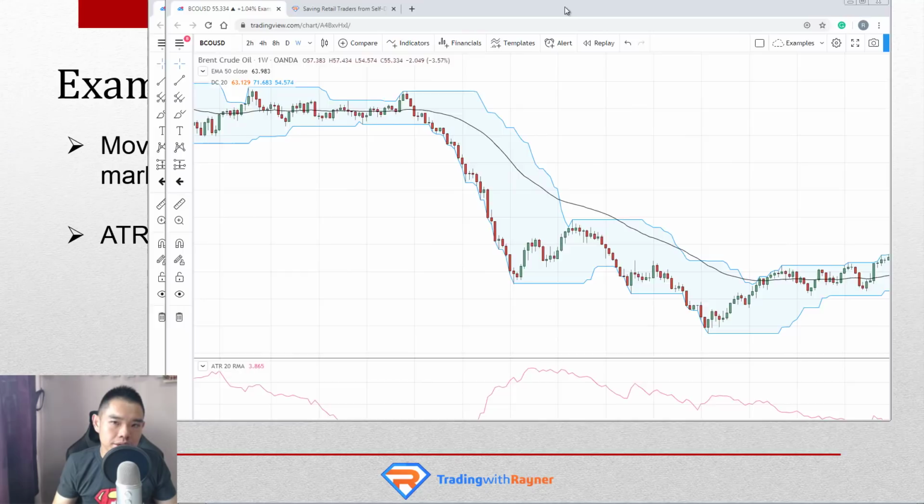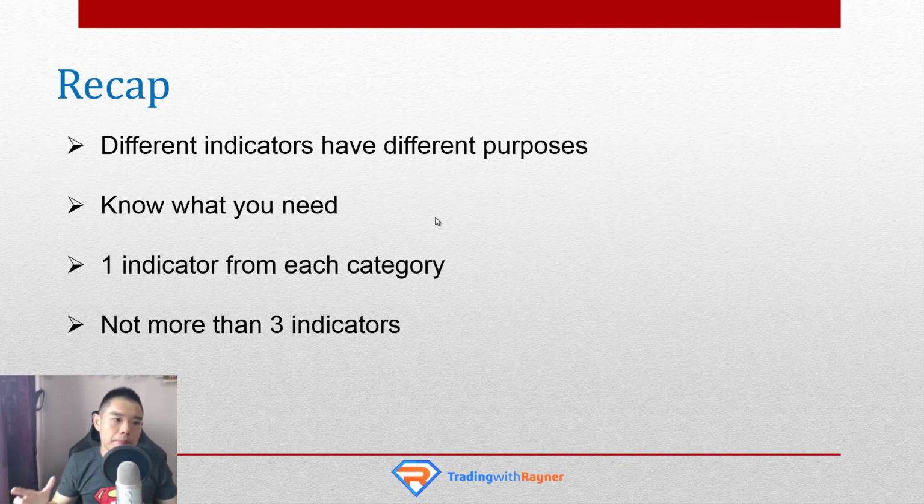This is important, okay? So let's do a quick recap. Number one, different indicators have different purposes. You must know what the purpose is. Number two, you must know what you need. Are you trying to identify market condition? Are you trying to manage your trade? Are you trying to identify area of value, etc.?